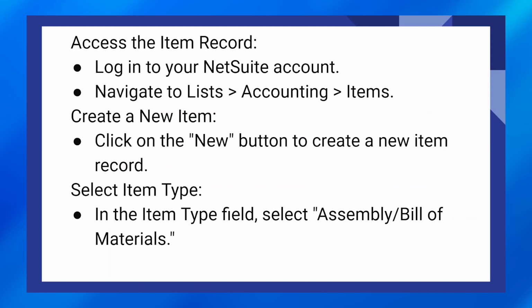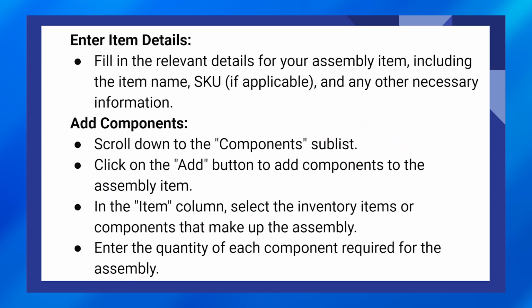Click on the New button to create a new item record. In the Item Type field, select Assembly or Bill of Materials. Fill in the relevant details for your assembly item, including the item name, SKU, and any other necessary information.